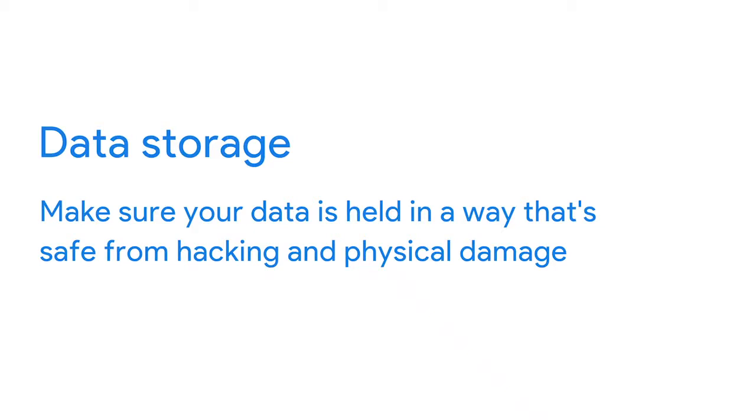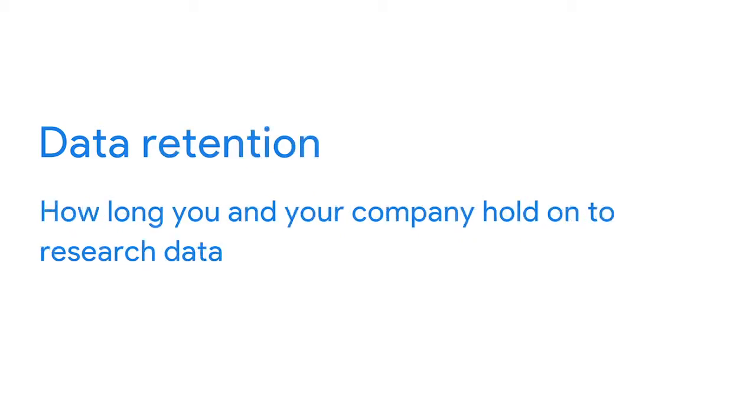The second concern is data storage. This is about making sure that your data is held in a way that's safe from hacking and safe from physical damage. The third concern is data retention. In this case, retention means how long you and your company hold on to research data. Some companies limit the amount of time records are kept. In other cases, you might have to comply with regulations on keeping records for a certain amount of time. Finally, you should have an agreement in place with the company you work for that lays out who keeps the research data if you leave the company.